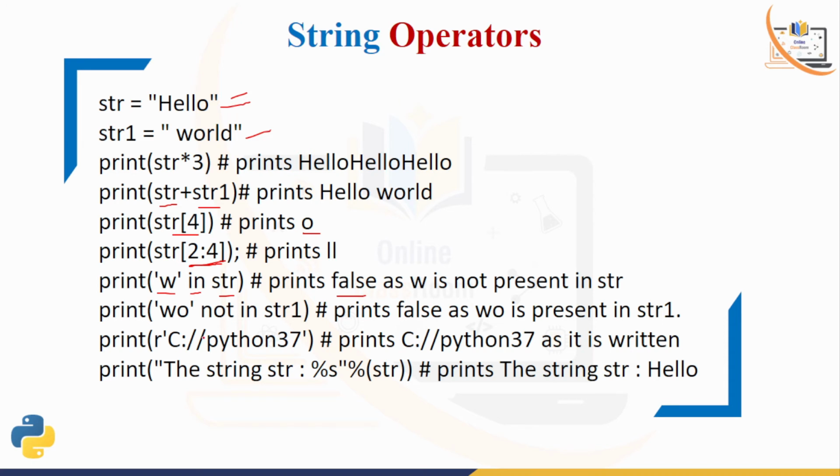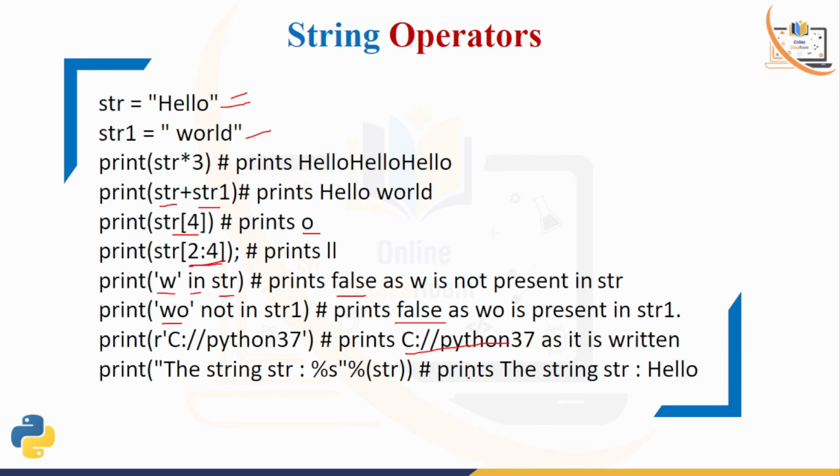And in the same way, suppose we want to search whether wo is present in the string, suppose wo not in str1, right? I want to find out whether wo is not in the string, but it is also false because wo is there in the string. So that's why it also prints false. And print r CPython37 will print CPython37 as written.